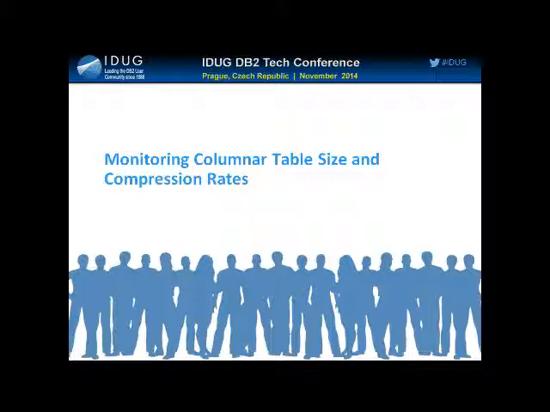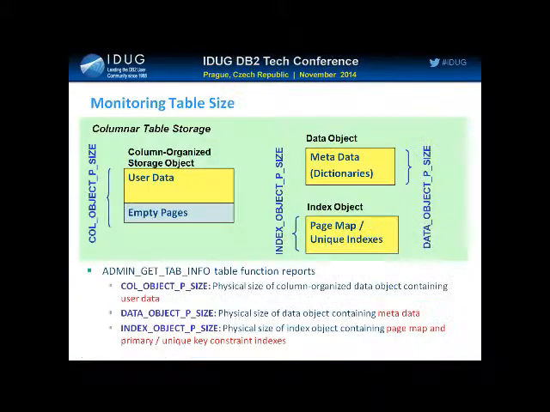So one of the things you're definitely going to want to be able to do is monitor your columnar table size and compression rates. I've got a couple of things for you here. First thing is monitoring the columnar table size. This can be done through our admin get tab info function. That would kind of be our baseline. Other functions like mon get table also work.